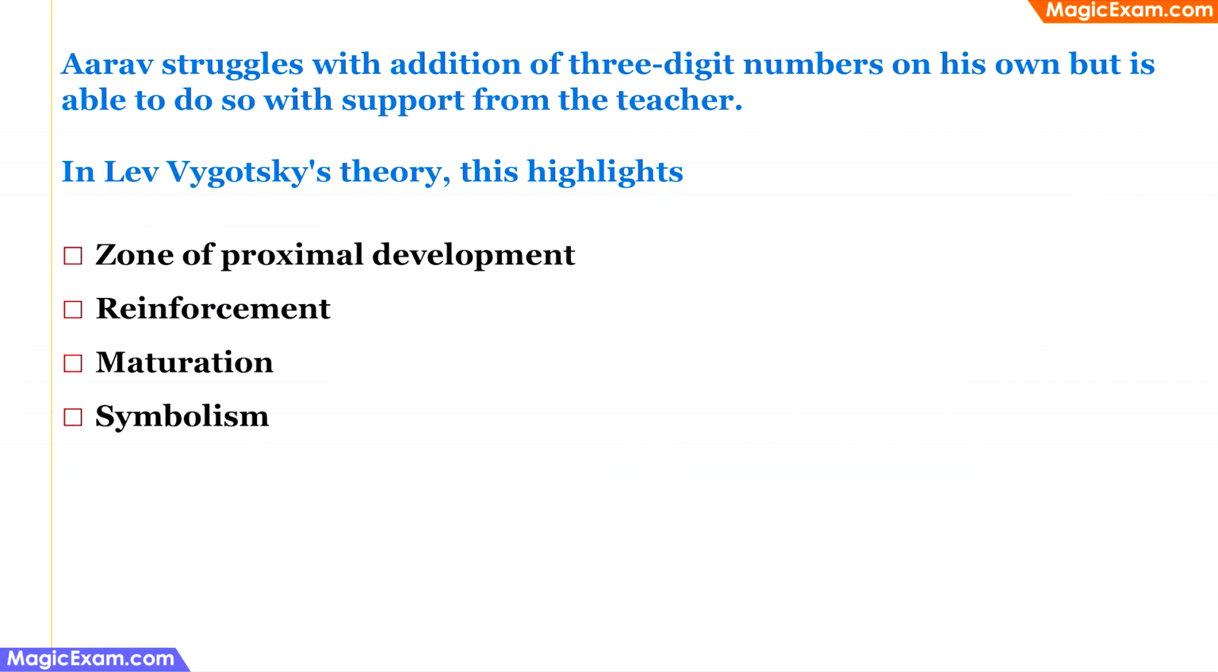Aanav struggles with addition of 3-digit numbers on his own, but is able to do so with support from his teacher. Lev Vygotsky's theory highlights which of the following. So here we are being told that Aanav is struggling with 3-digit numbers. That is, he knows how to solve addition of 3-digit numbers, but he can do it only with the support of the teacher. That is, this addition of 3-digit numbers is in his zone of proximal development, and the support that the teacher is giving is nothing but scaffolding.